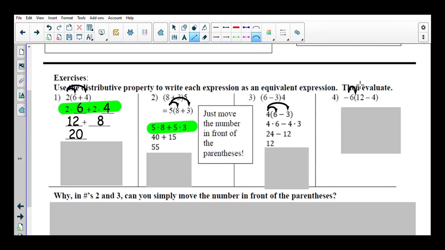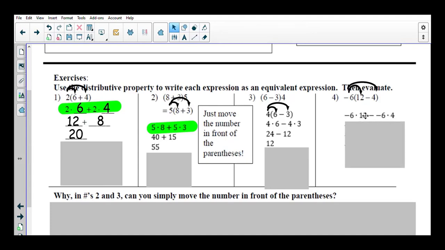So we take negative 6 times 12, and negative 6 times 4. So I'm going to have negative 6 times 12 minus, and pay attention to the little details here, negative 6 times 4. Now, this is where you really want to use your calculators, just to double check your work. You should know what negative 6 times 12 is, but using your calculator to double check is a great idea.